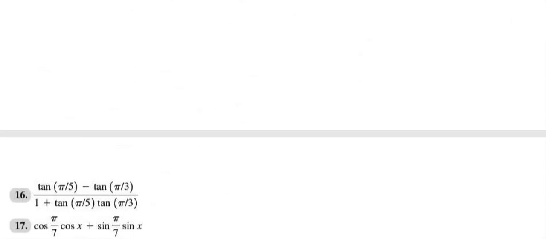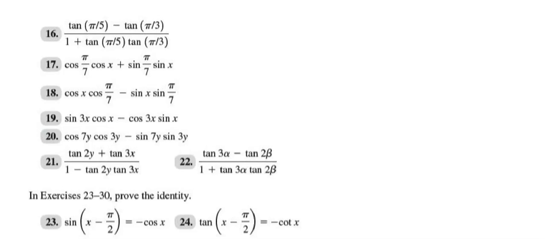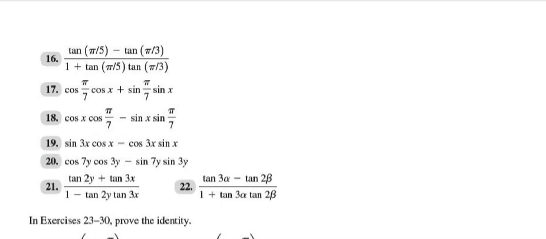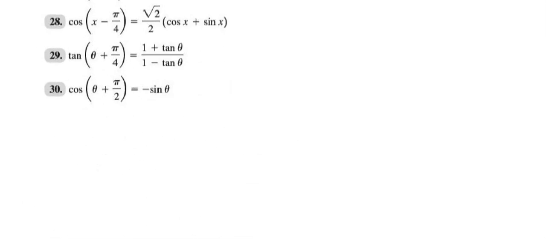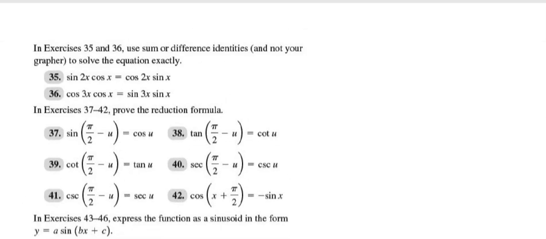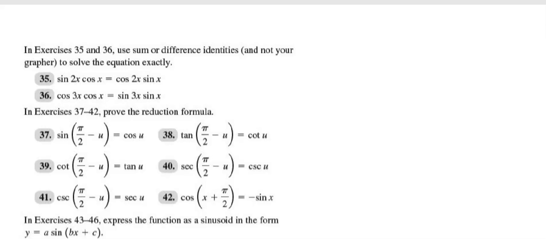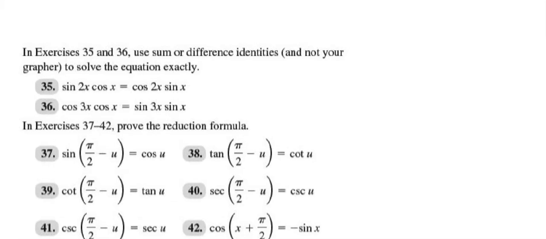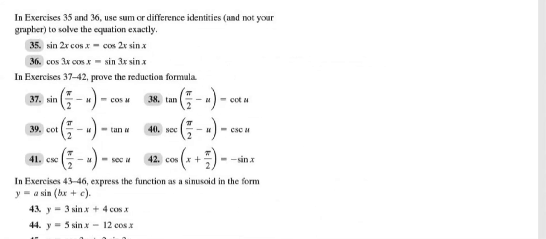Anything past this section into some of these other ones? Some of those look the same. Although if you want me to do any of those, I can. Yes. 35 and 37. Sure thing. Use sum or difference identities, not your grapher, to solve the equation exactly. Okay. I definitely think 35 is going to be a handful. We'll see.